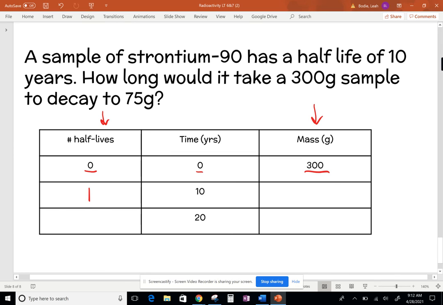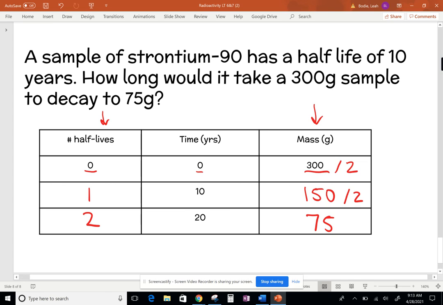So now after 1 half-life, we're going to take our mass and divide it by 2. 300 divided by 2 gets us to 150 grams. Now let's figure out how much is left after 2 half-lives. We're going to take our mass and divide by 2 again. So 150 divided by 2 gets us to 75 grams. So now our table is filled in.